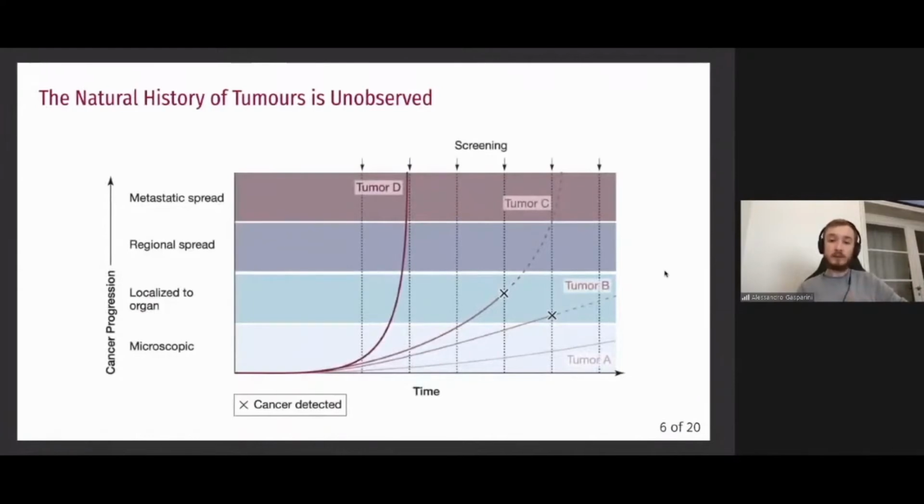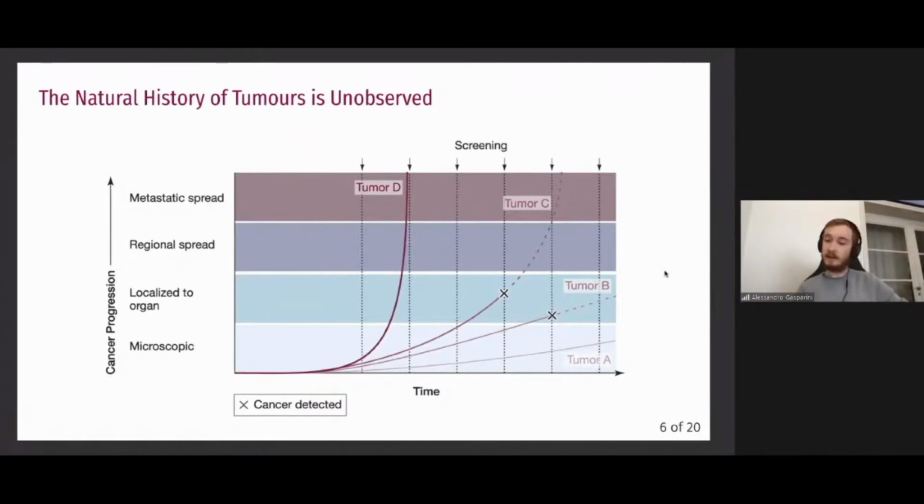And this is important as we can see here, it's sort of a depiction of the natural history of tumors in breast cancer specifically. Here we have 4 hypothetical tumors, and not all of them are observed. For instance, only tumor B, C, and D are observed, where tumor B and tumor C are detected via screening, and tumor D grows so fast that it becomes symptomatic before screening. And on the other side, tumor A grows so slowly that it doesn't even grow to be detected over the lifetime of the tumor.